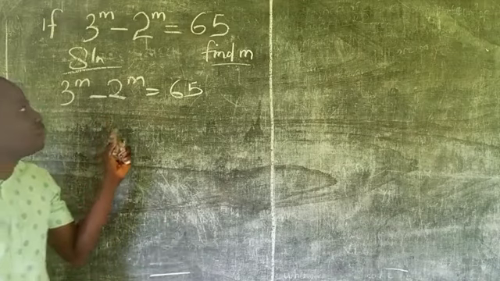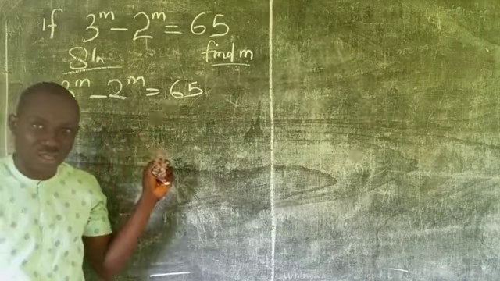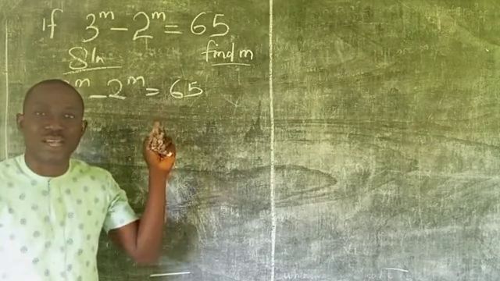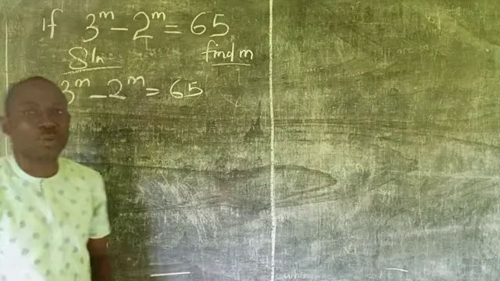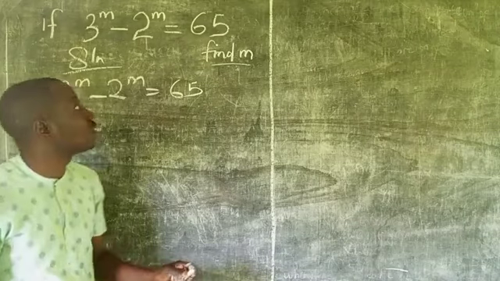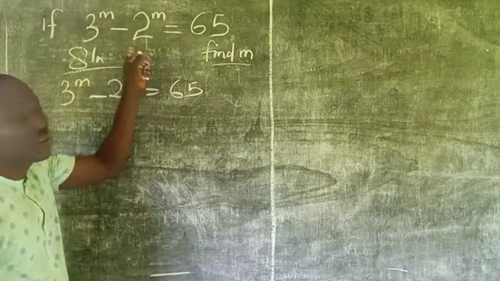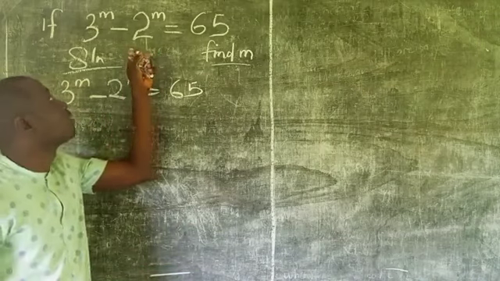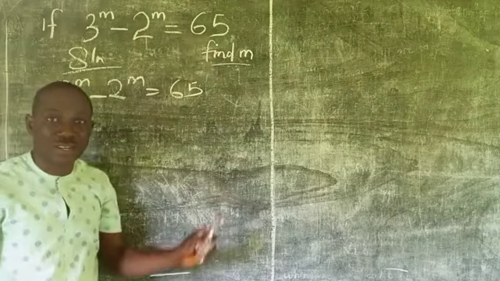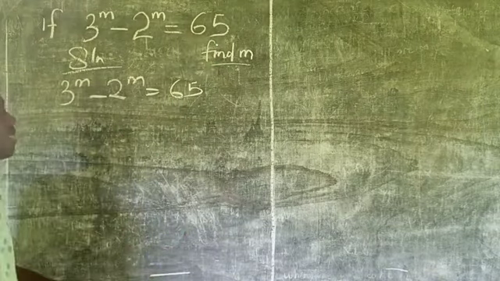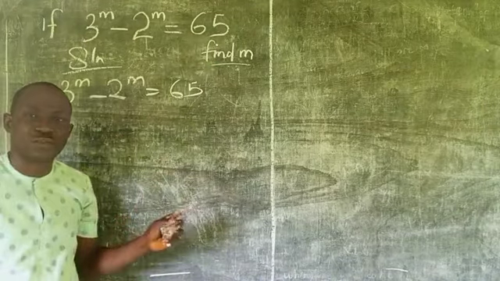There are many methods with which you can solve this anyway. You can take the log of both sides and go about looking for n, and you get the right answer. Whatever method you apply, it must satisfy this equation by checking it. Whatever value you have, you put it in the place of the n. If you get 65 back, you are correct. So I want to go by the method of difference of two squares.